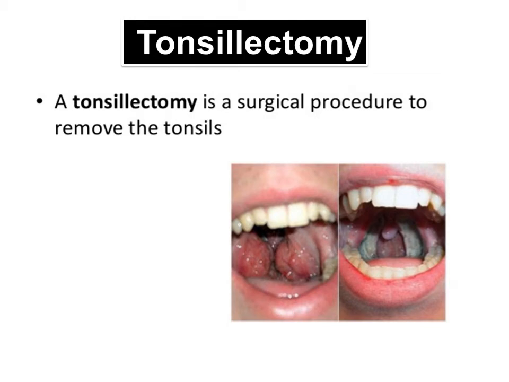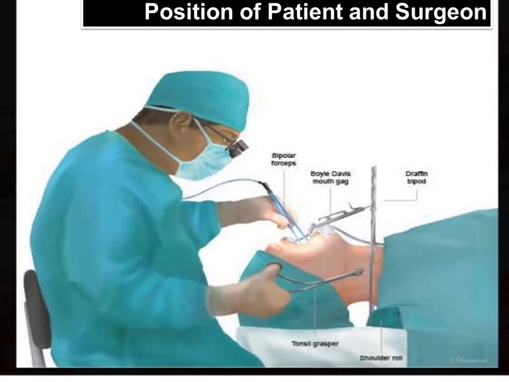And now we reach the subject of tonsillectomy. What is the meaning of tonsillectomy? Tonsillectomy is a surgical procedure to remove the tonsils according to indications, which are absolute indications and relative indications. This is the position of the patient as well as the surgeon during tonsillectomy surgery.